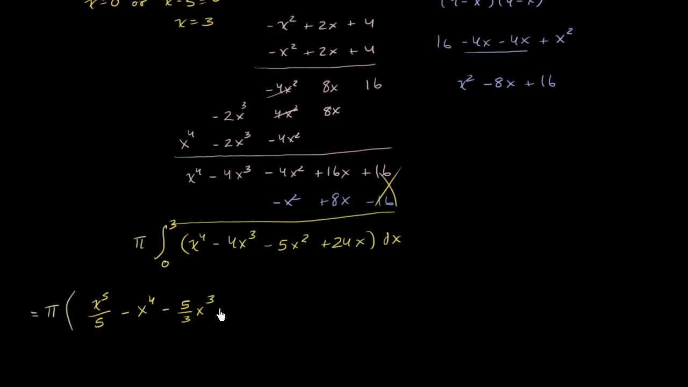And then you have plus 24x squared over 2, or 12x squared. And we're going to evaluate that. I like to match colors for my opening and closing parentheses. Actually, let me do it as brackets. We're going to evaluate that from 0 to 3. So this is going to be equal to pi times, let's evaluate all this business at 3.